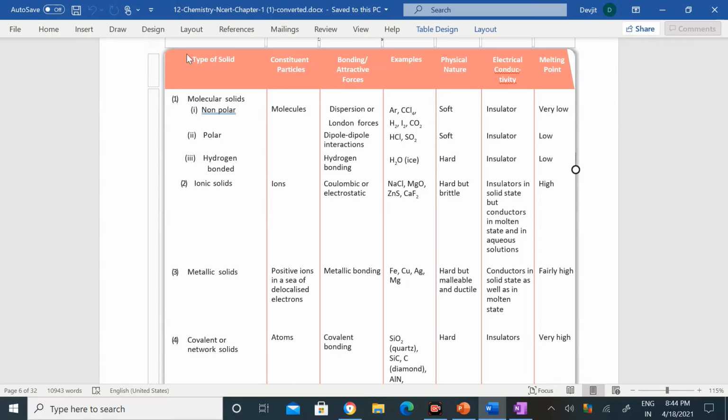Now come to the molecular solid. Molecular solid, we have said that its constituent particles are molecules. That is fine. Now the molecules have three categories: non-polar, polar and hydrogen bonded. What kind of force of attraction does the molecular solid have? Van der Waals force of attraction. But van der Waals force of attraction again has some categories. What categories? Like dispersion force or the London force, dipole-dipole interaction, hydrogen bonding. So molecular solid also has all these categories.